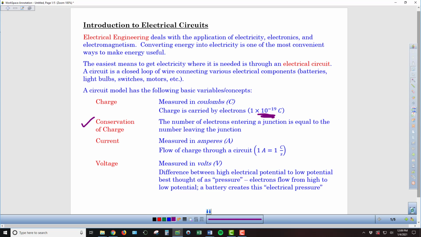Current is measured in amperes or amps, and so that is a measure of the flow of charge through a circuit. So we can think of it as coulombs per second. 1 coulomb per second is equal to 1 amp.